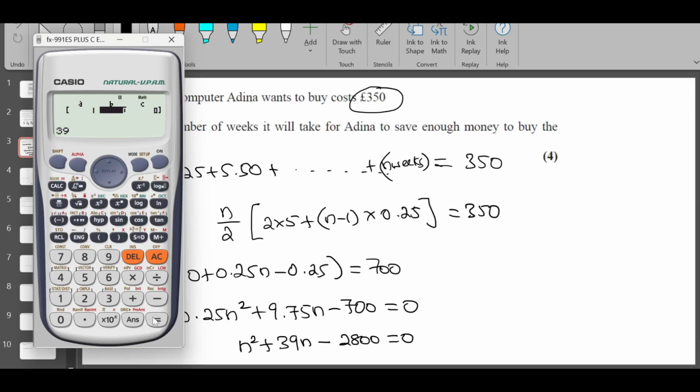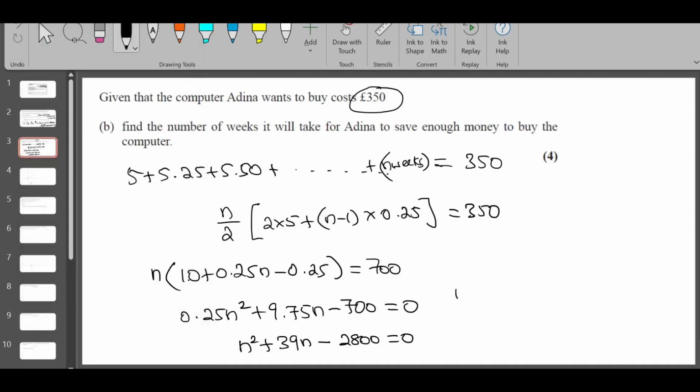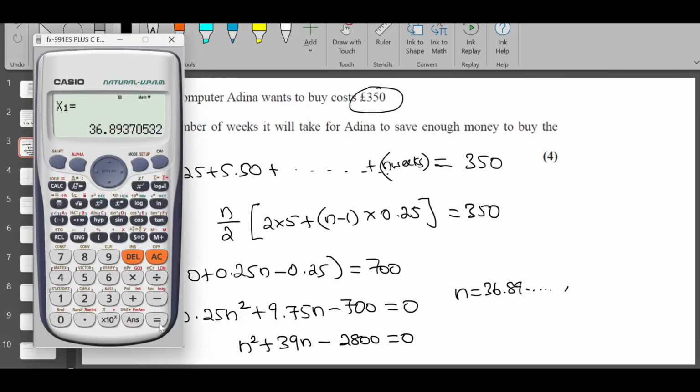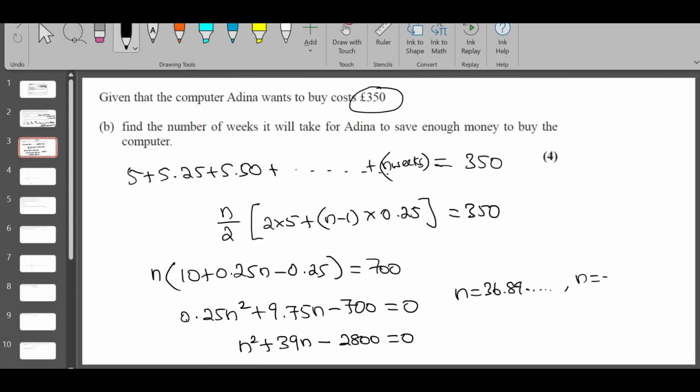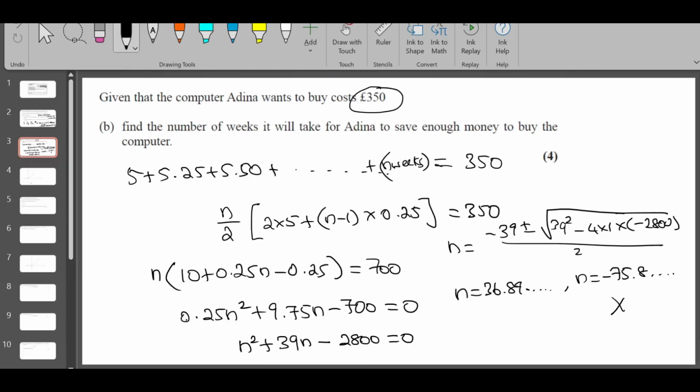Which is a quadratic. I'm going to solve the quadratic now. n is 36.89, and the second value is a negative number, minus 75.88. n is the number of weeks, it cannot be a negative number. We are going to consider the positive number, but before that you need to write a step here: n is equal to minus b plus or minus square root of b squared minus 4ac, everything divided by 2a.